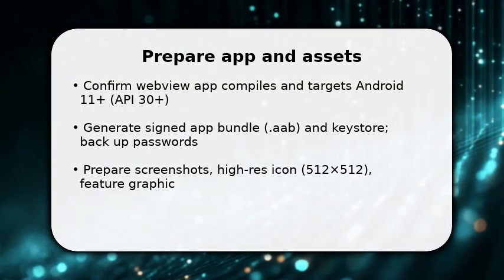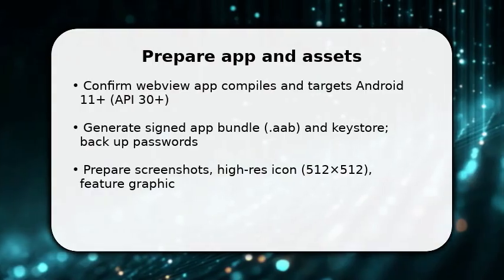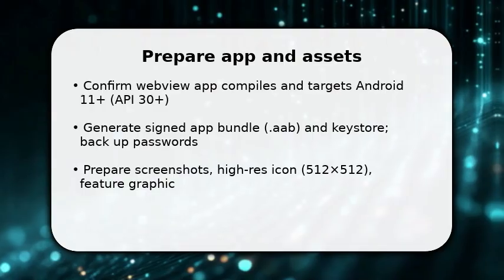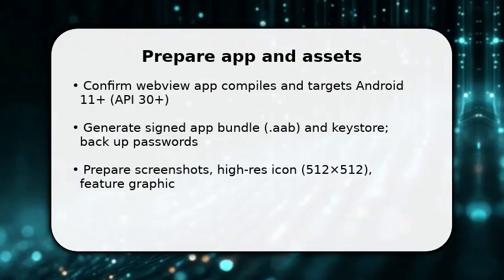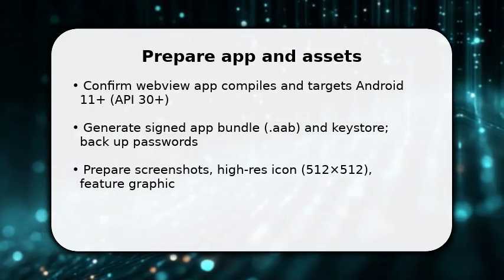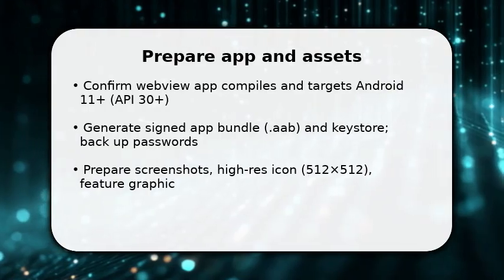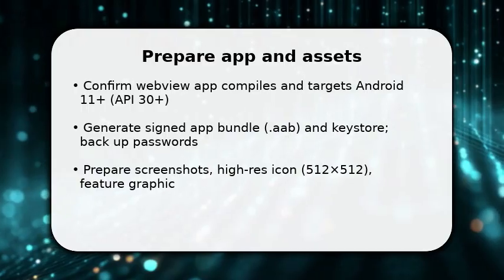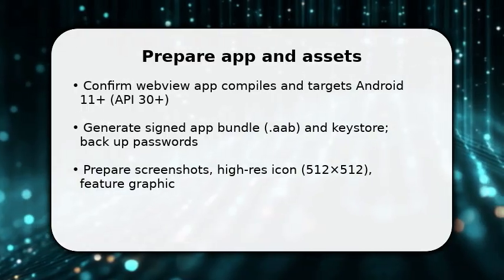You start by getting the build and assets ready, compile your Webview app in release mode, and target at least API 30 so Play policies are met. Once done, create a keystore and produce a signed AAB bundle. This is what you upload. Make sure to securely back up the keystore and passwords because Play requires consistent signing for updates.